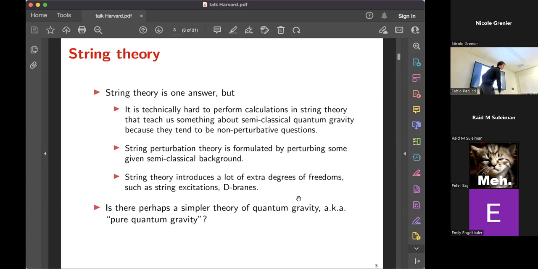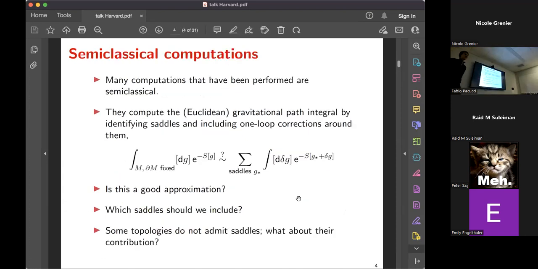All right, that's more or less everything I want to say about string theory. Now we go back to usual semi-classical gravity. And maybe I can also clarify here what I mean by semi-classical. Essentially all the computations that we're doing in gravity, with a few exceptions, are semi-classical. By which I mean that they try to compute usually the Euclidean gravitational path integral by identifying saddles and then perturbing around them, maybe to one loop order. If you're really brave, you can maybe do two loop order or something like that. So more or less we're doing computations like this.